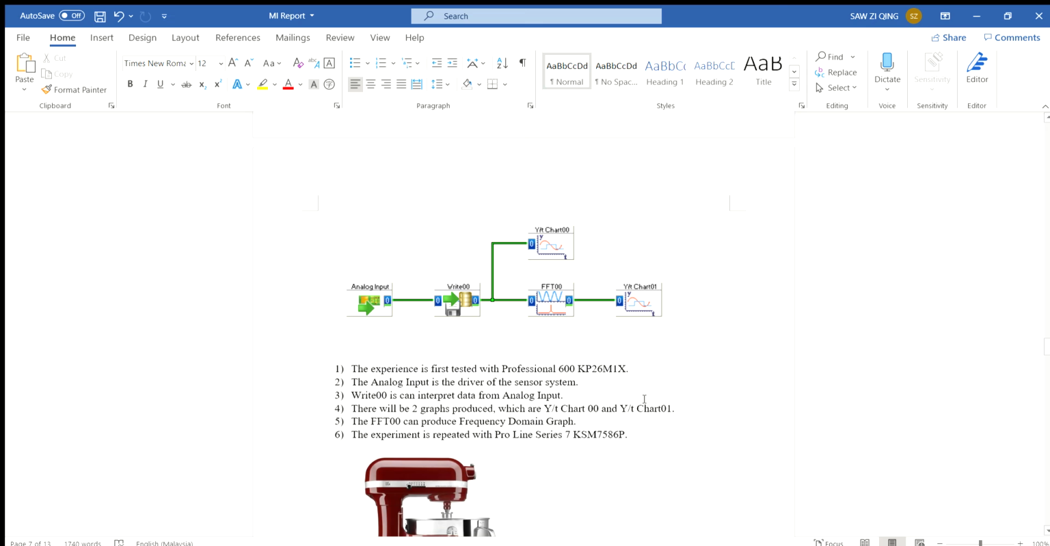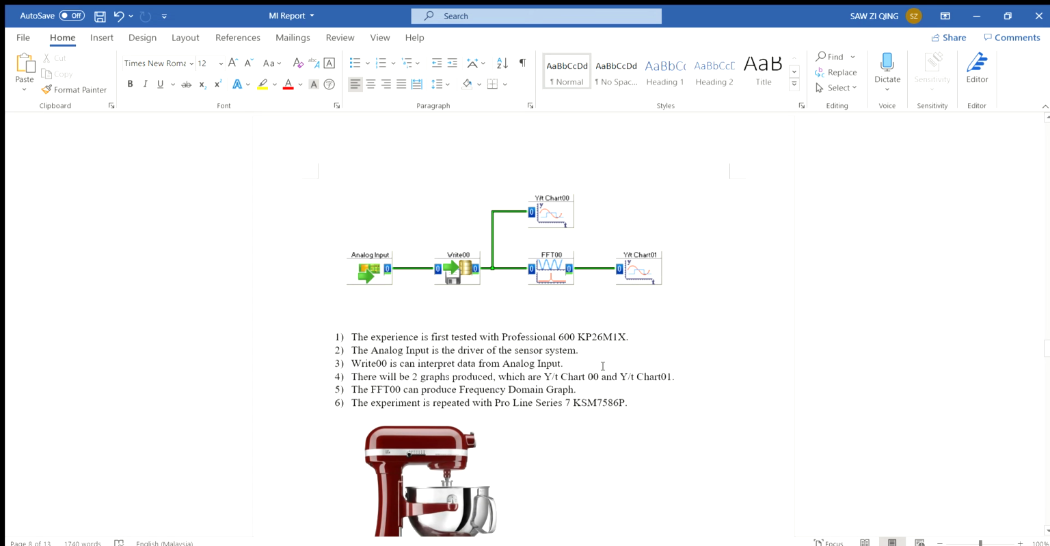So this is the experimental setup of my experiments. The experiment is first tested with the Professional 600 KP26 mixer. The analog input is the driver of the sensor system. Write 00 can interpret data from analog input. There will be two graphs produced, which are YT chart 00 and YT chart 01. The FFT 00 can produce the frequency domain graph, which is this one.